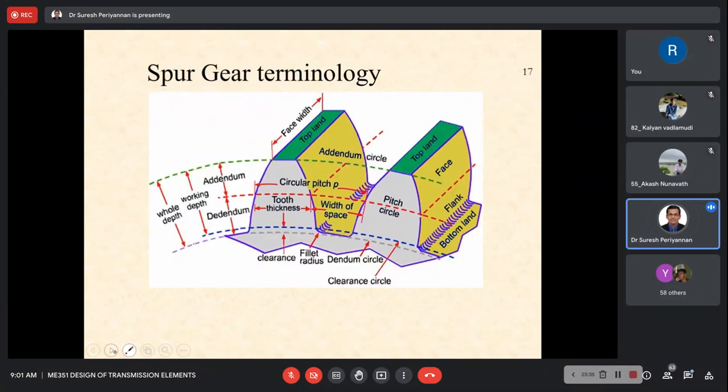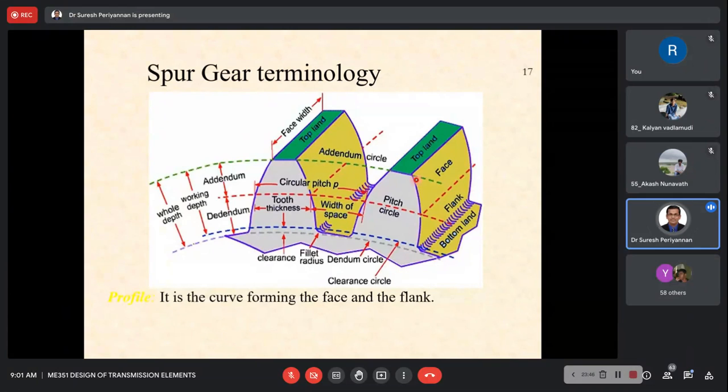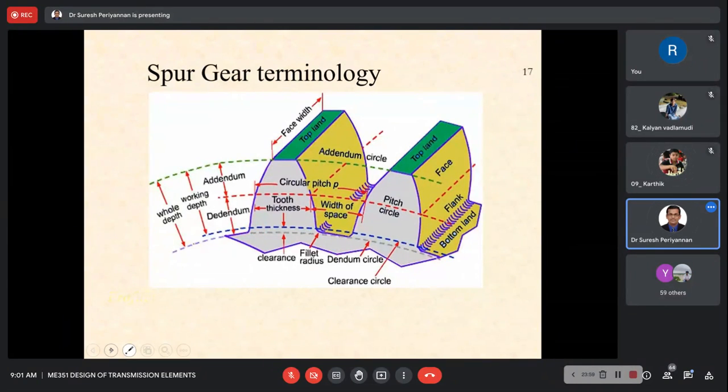Now I come to the next terminology, profile. It is the curve forming the face and flank, whatever we just discussed. This curve forming the face and flank is the profile.